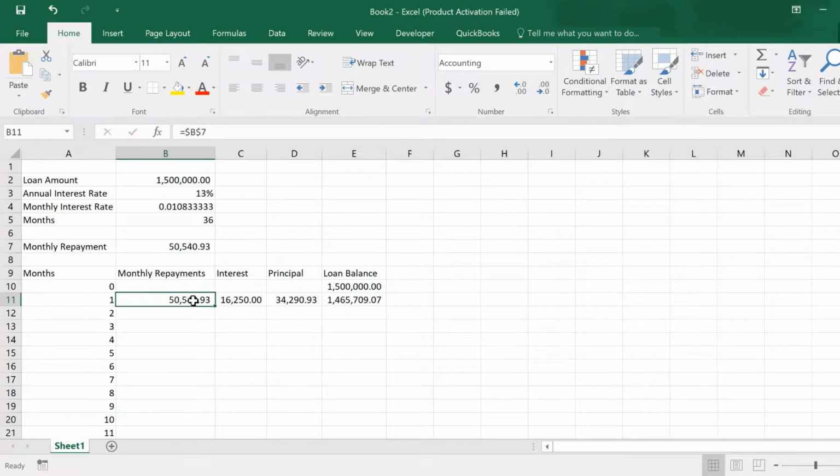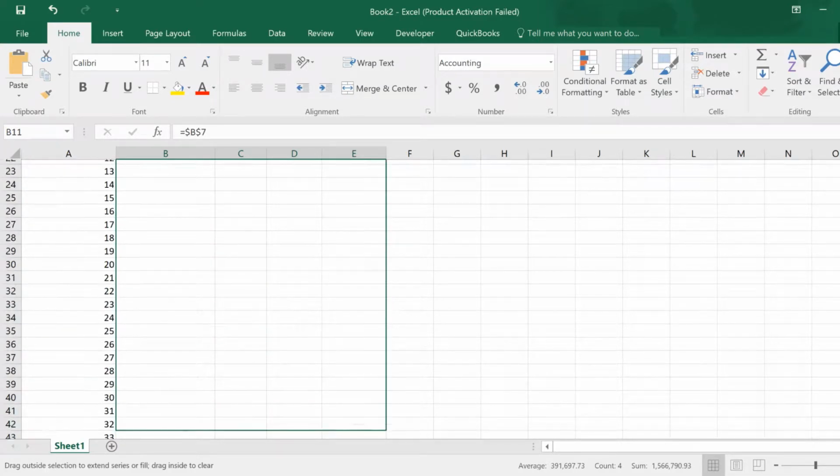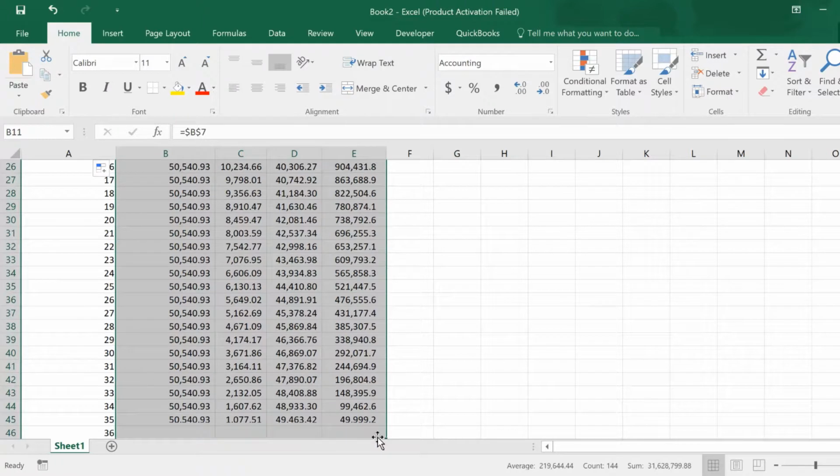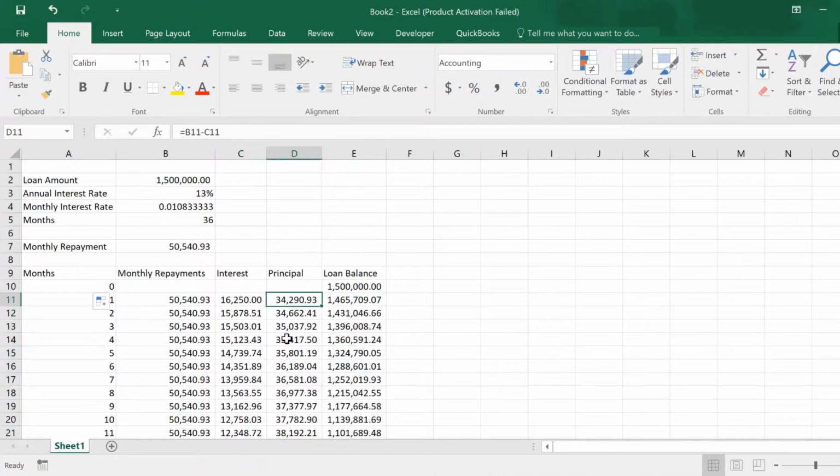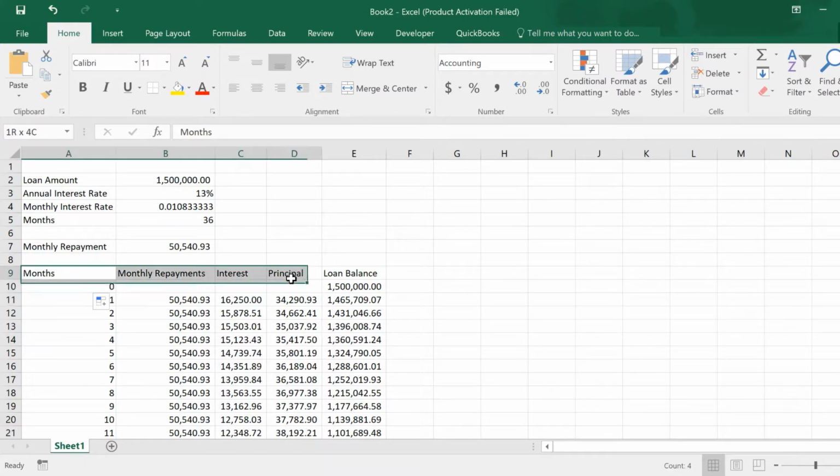So now simply you can just highlight those cells and drag and drop them to the end of the period. So there you are. You can see at the end of the period, our loan balance is 0. And another important thing to note is, as we go down this trend, you'll realize that the principal repayments continue increasing as the interest repayments decrease. So that's the meaning of the reducing balance loan.